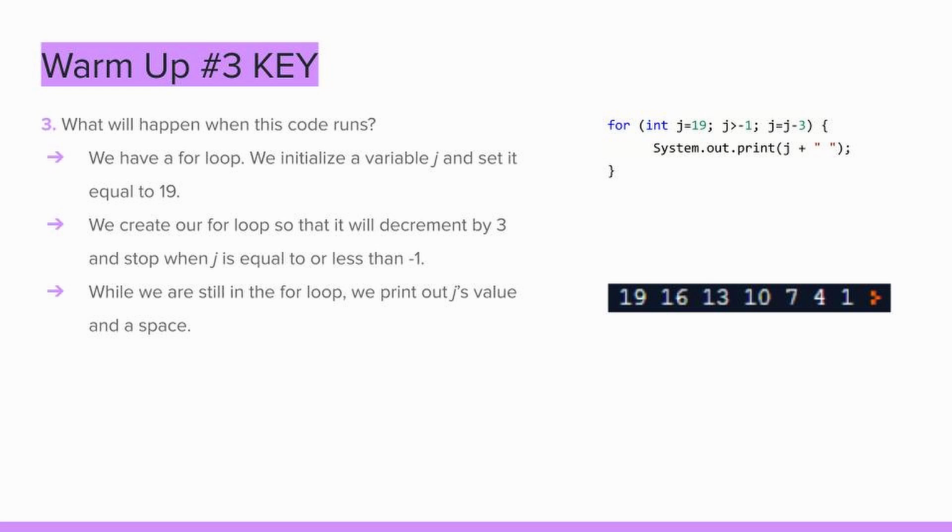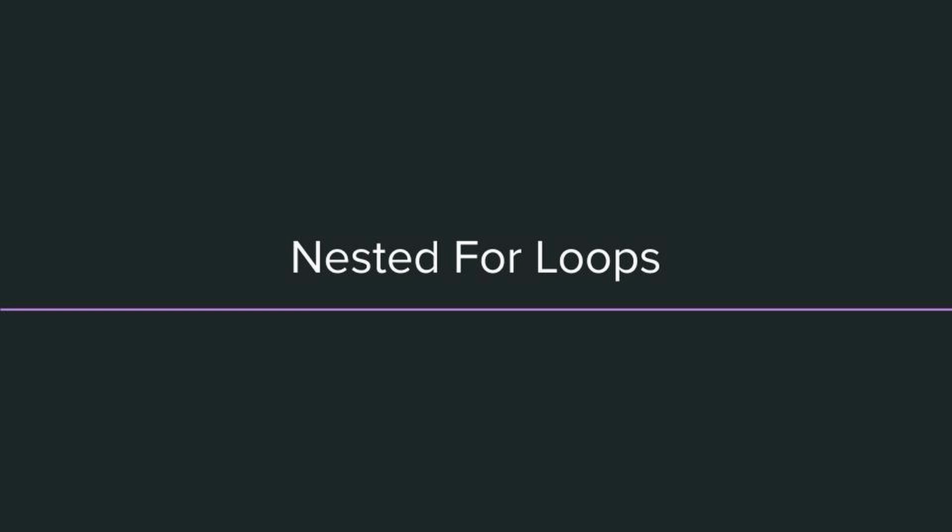For warm-up number 3, we have a for loop that will print numbers starting at 19, then decreasing by 3. We initialize a counter variable j and set it equal to 19. Our condition will stop when j is no longer greater than -1. Our incrementer statement is actually a decrementer and subtracts 3 from j during each iteration of the loop. Our code block just prints what j is in the output. We can see how the for loop decreases our counter variable.